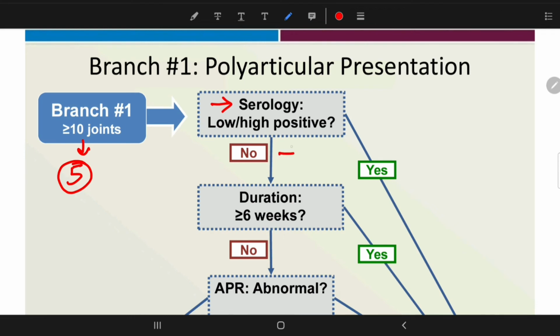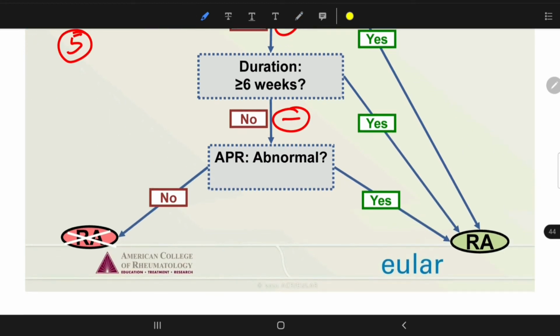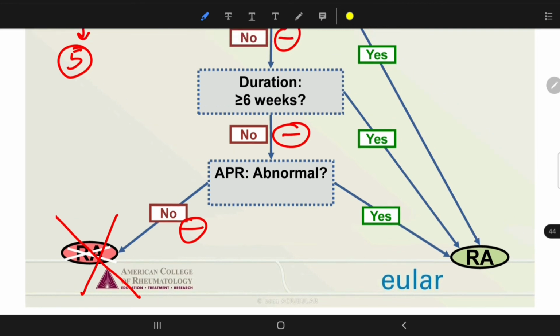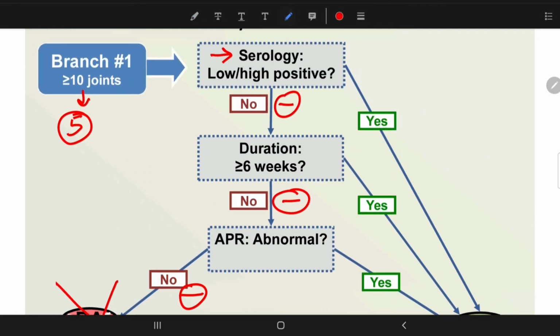if it is negative, then we look at the duration. If the duration is also less than 6 weeks, no score for that. Then we come to the acute phase reactants. If it is still negative, still no points, and we exclude this patient as not having RA. However, if any of the other 3 criteria is fulfilled, even if serology is negative and the rest of 2 are negative, the patient will still be RA. Similarly for the other 2 criteria also.